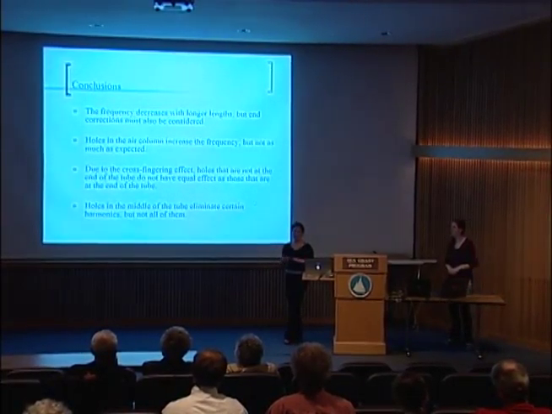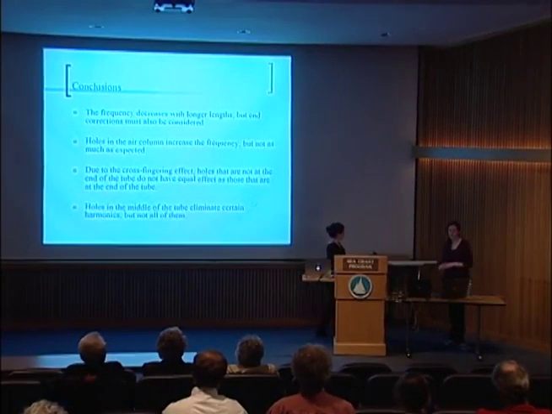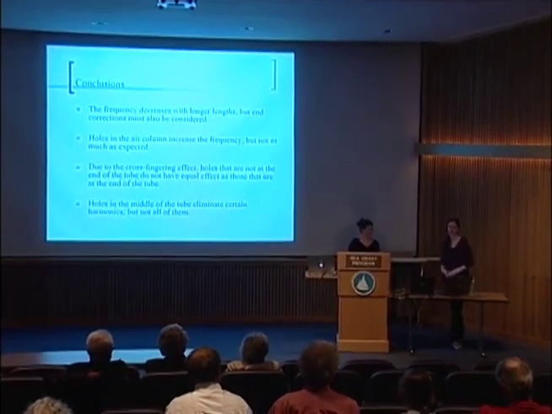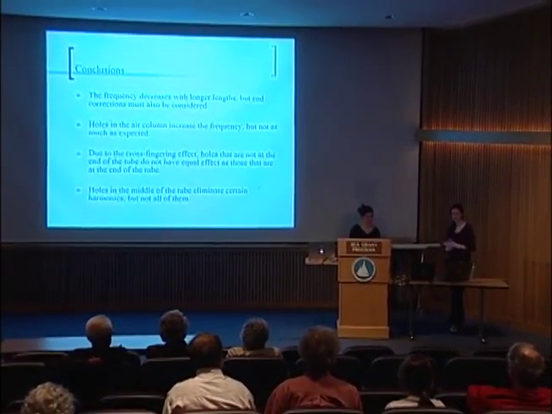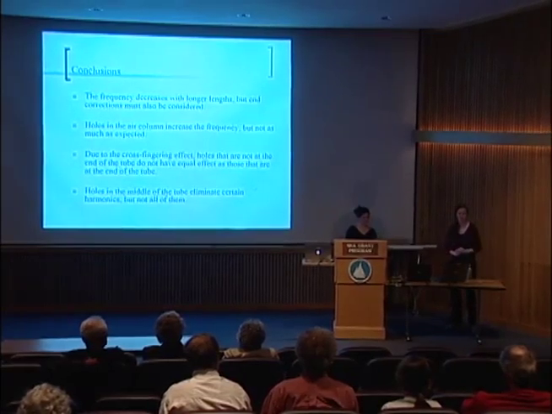And the last one is the holes in the middle of the tube eliminate certain harmonics, but not all of them. And then we have that last hole, which is wider, that comes up with stranger harmonics that we haven't explained yet.